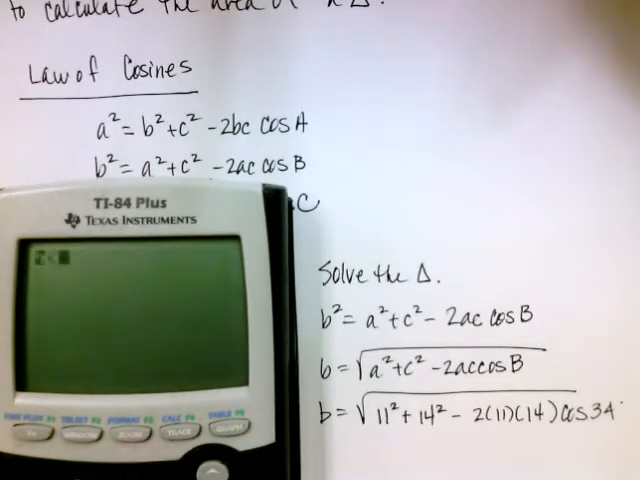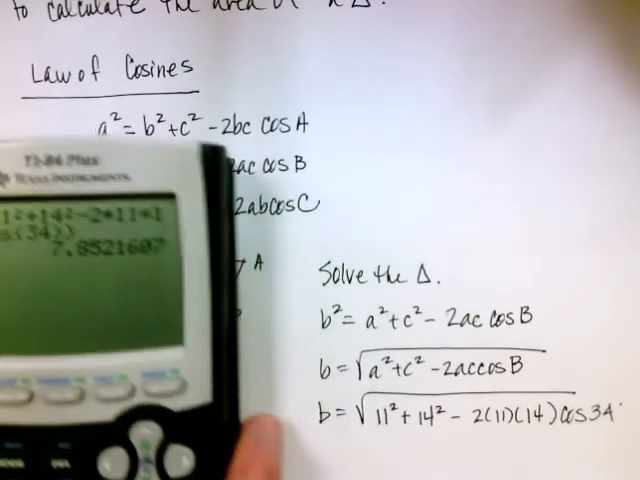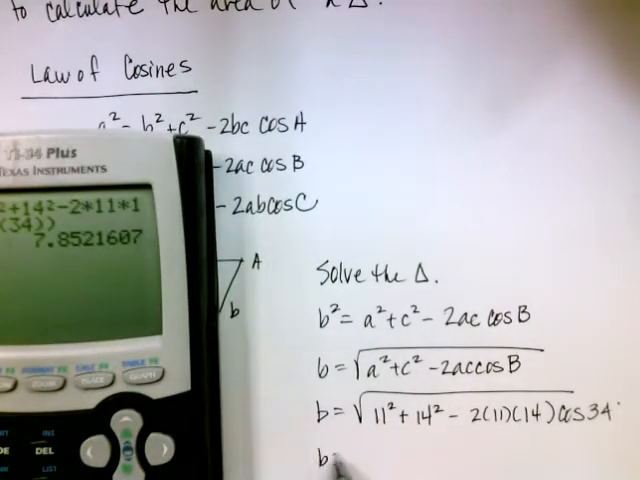So let's do this math. I'm going to do the square root, and then 11 squared plus 14 squared minus 2 times 11 times 14 cosine of the included angle. Close that parentheses, close the square root, and I get that b is equal to 7.852, and remember we're always using 3 decimal places.